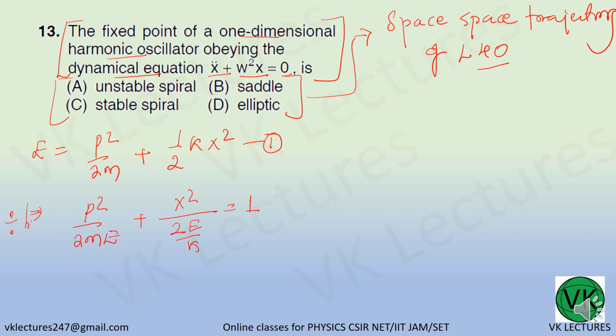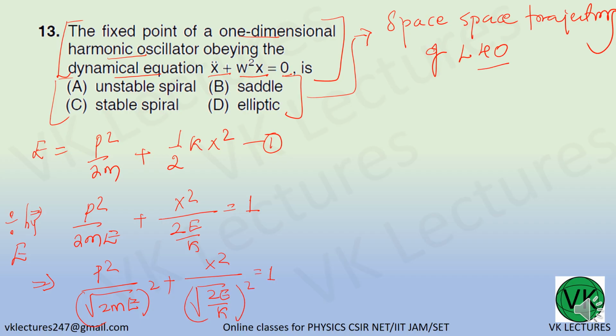We can make a little more modification here: p squared divided by under root 2mE whole squared plus x squared divided by under root 2E by k whole squared equal to 1. This equation resembles x squared divided by a square plus y squared divided by b square equal to 1. And now what is this? This is the equation of an ellipse.